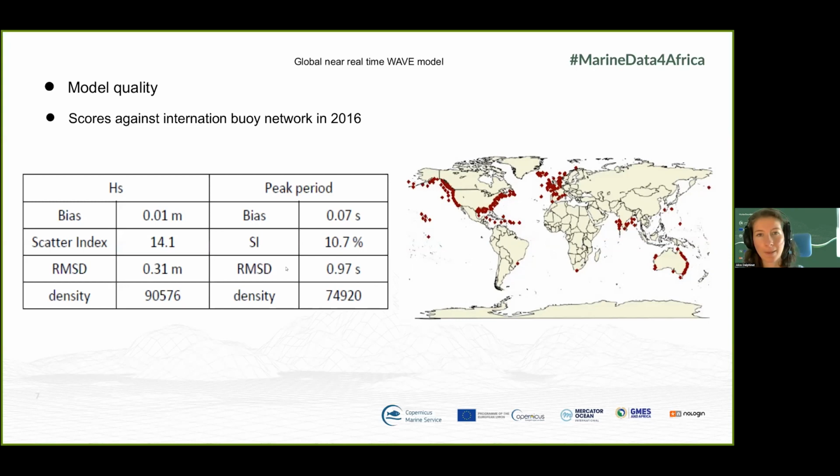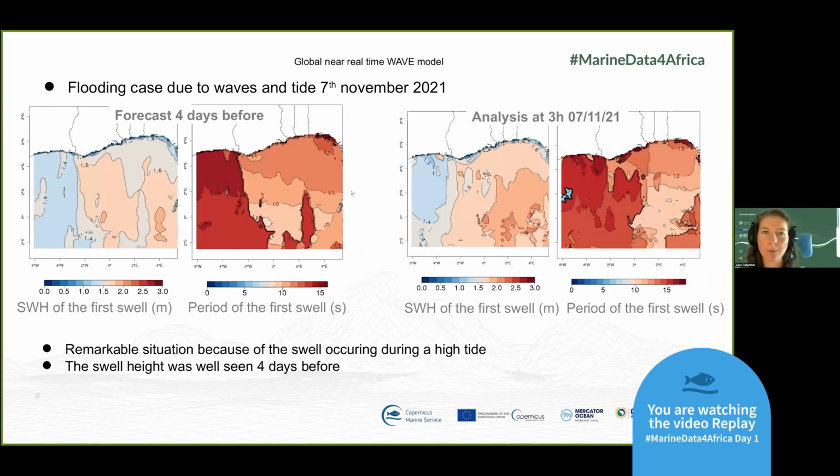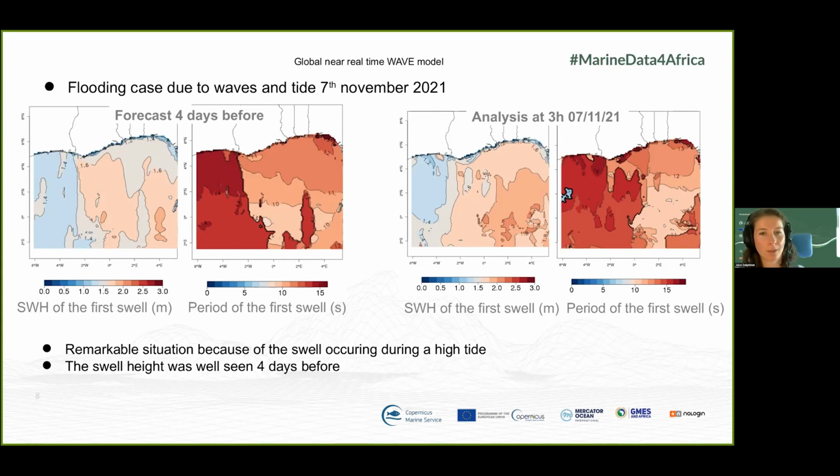It's a situation of a swell coming in the Gulf of Guinea. It was in November 2021, and there was flooding during this event because a powerful swell arrived at the same time as a period of high tide. So there was high sea level and also a swell of 15 seconds or more. So that's quite powerful. It was a swell of less than 2 meters, so maybe not extreme in wave height, but very powerful with a period of more than 15 seconds.